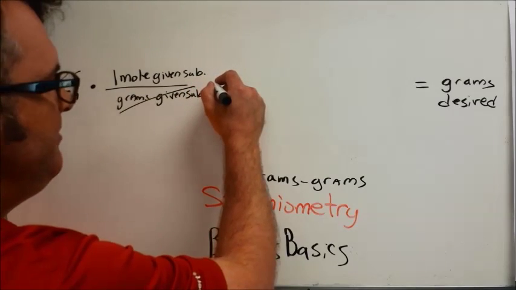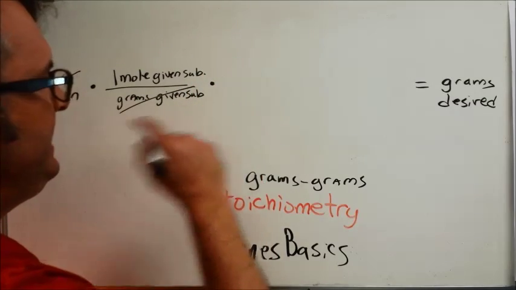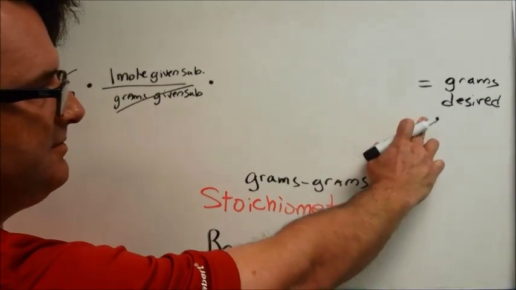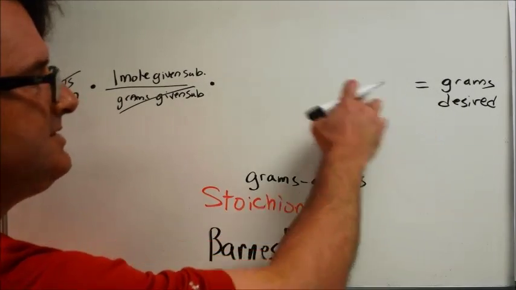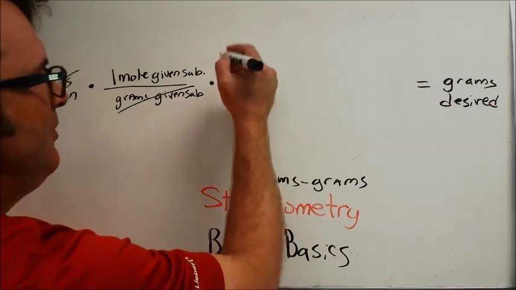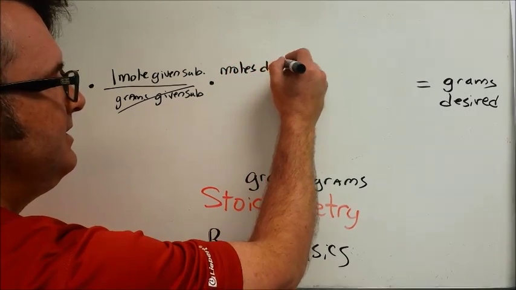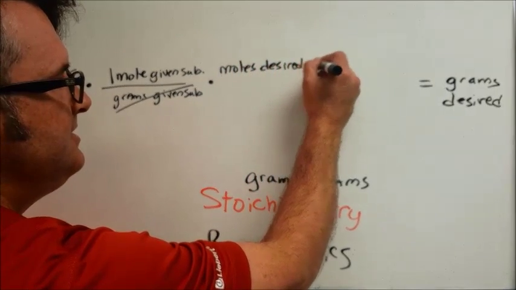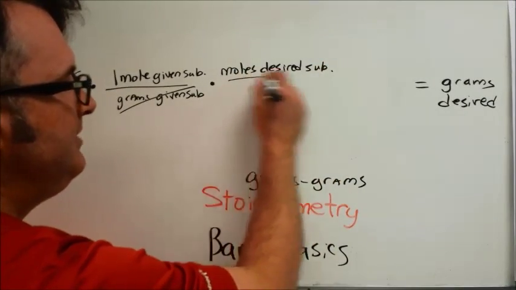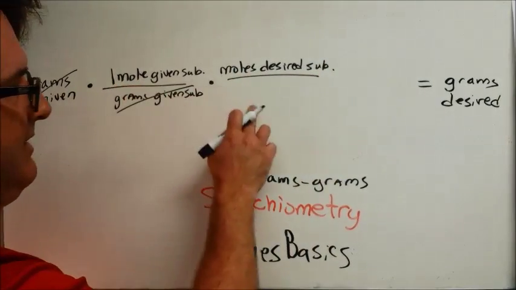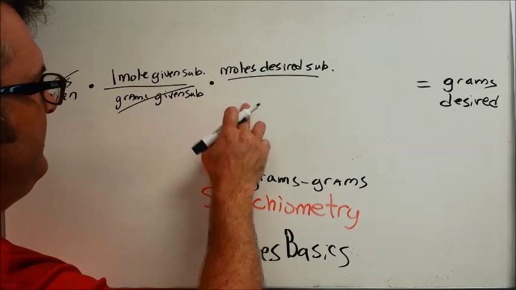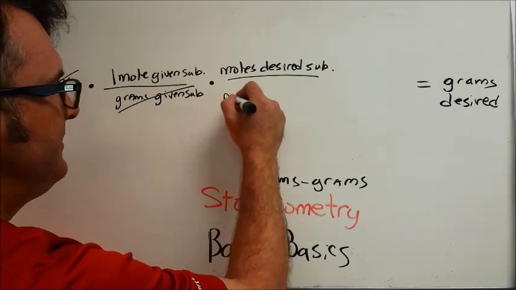And then the middle portion is the mole ratio. So since we're trying to find the grams of another substance, we have to put the moles of the desired substance on top. And then the moles of the given substance have to go on the bottom here so that they will cancel.